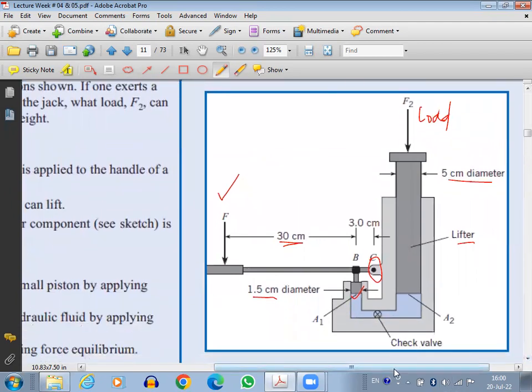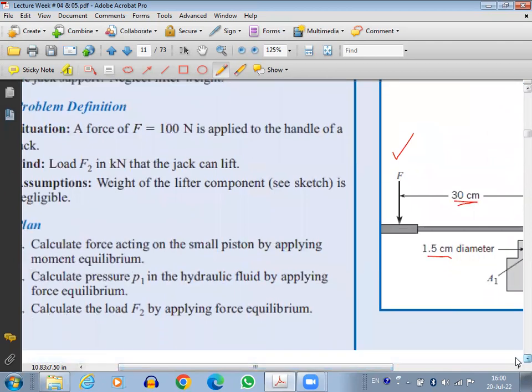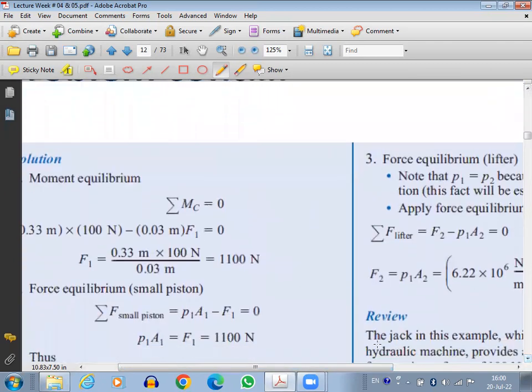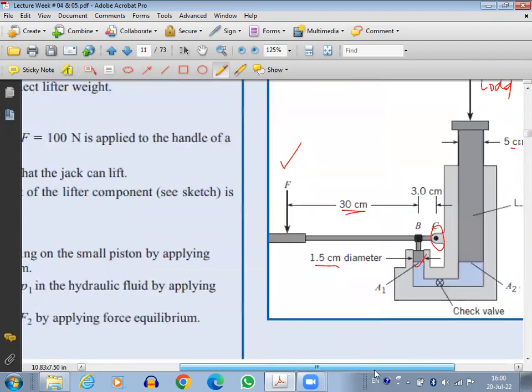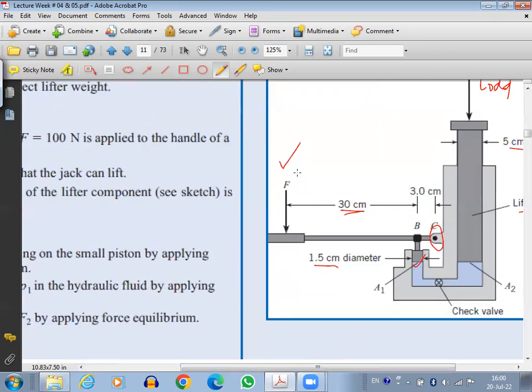So now let's try to solve the problem. Let's move towards the solution. The first thing that I need to find is, if I apply 100 Newton force here, how much of the force is transmitted by this small piston? How much force will be transmitted by this small piston if I apply 100 Newton force here? So what I can do is solve the equilibrium of moments at the fulcrum.